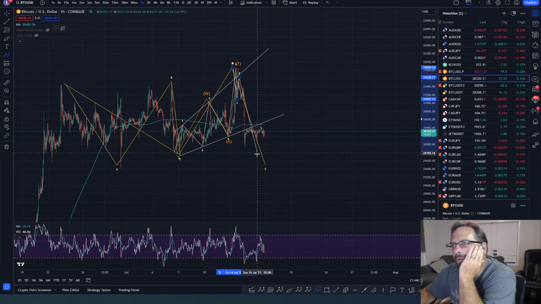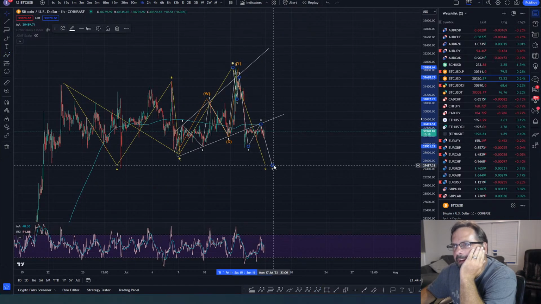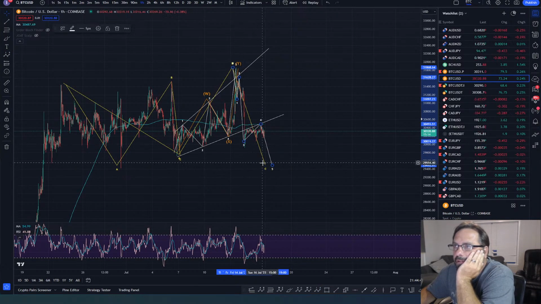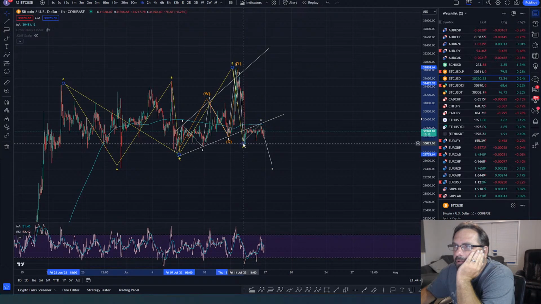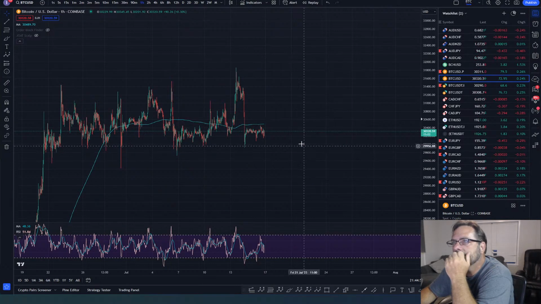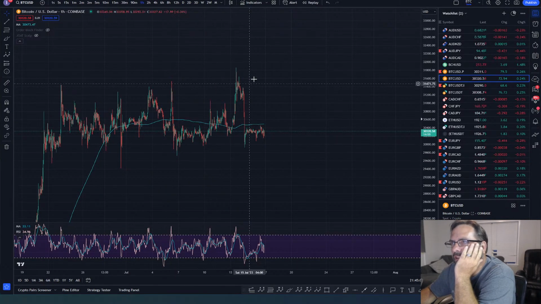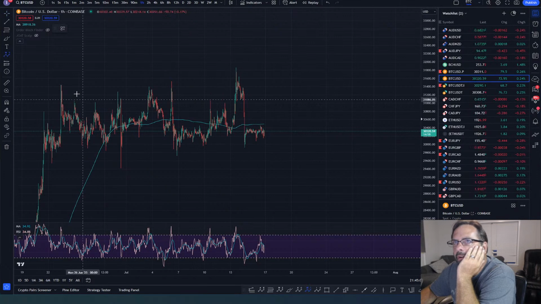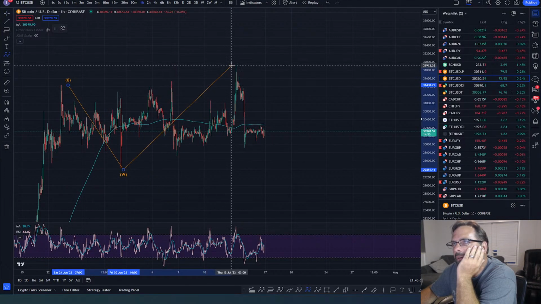1, 2, 3, 4, 5. It would have to come down here, though, for that to be done, unless C is finished. Unless C is done. In which case, that's a bit of a challenging wave structure there. But anyway, you could have some kind of a W, X, Y.